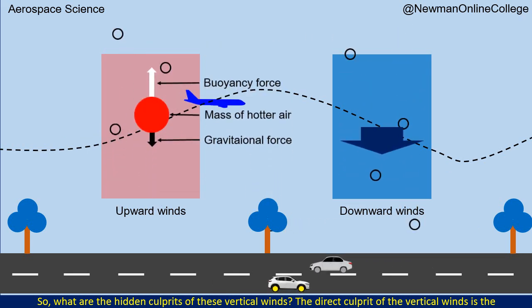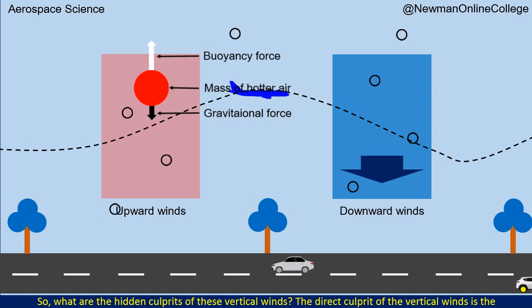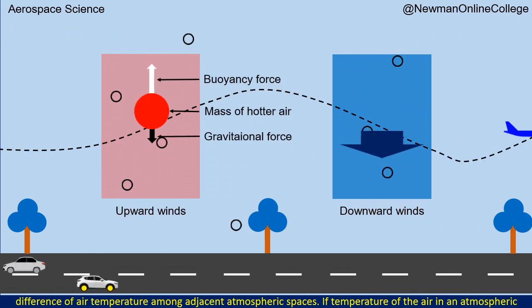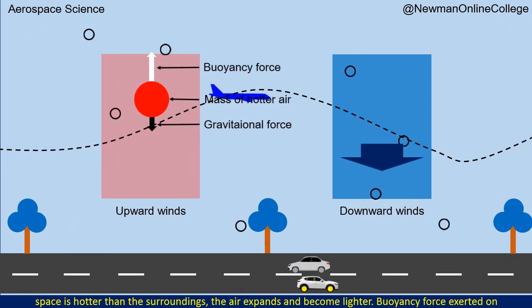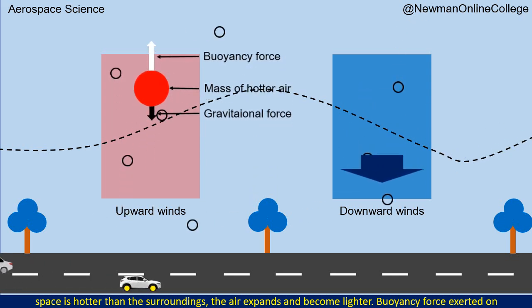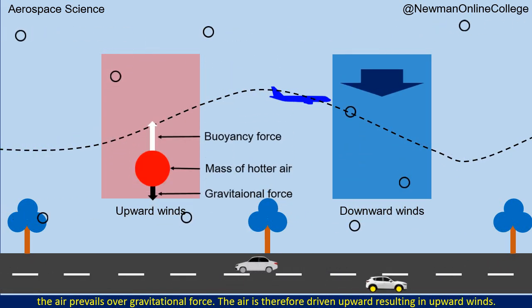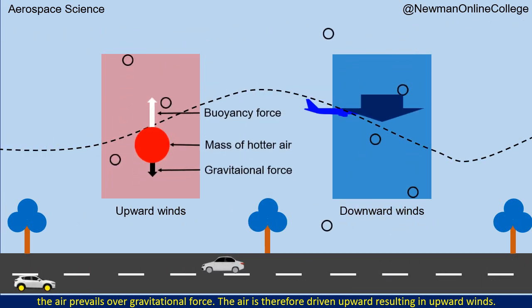So, what are the hidden culprits of these vertical winds? The direct culprit of the vertical winds is the difference of air temperature among adjacent atmospheric spaces. If the temperature of the air in an atmospheric space is hotter than the surroundings, the air expands and becomes lighter. Buoyancy force exerted on the air prevails over gravitational force. The air is therefore driven upward, resulting in upward winds.